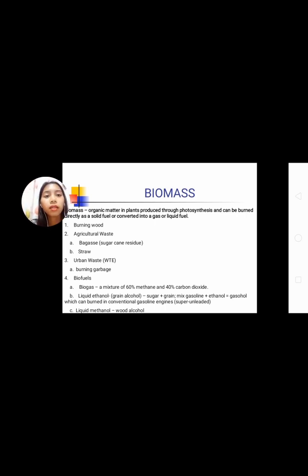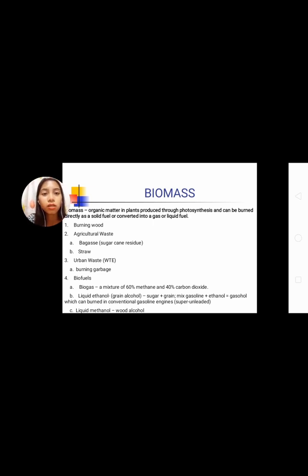Biomass is organic matter in plants produced through photosynthesis, and it can be burned directly as a solid fuel or converted into a gas or liquid fuel. So biomass is organic, meaning it is made of material that comes from living organisms such as plants and animals. The most common biomass materials used for energy are plants, wood, and waste.